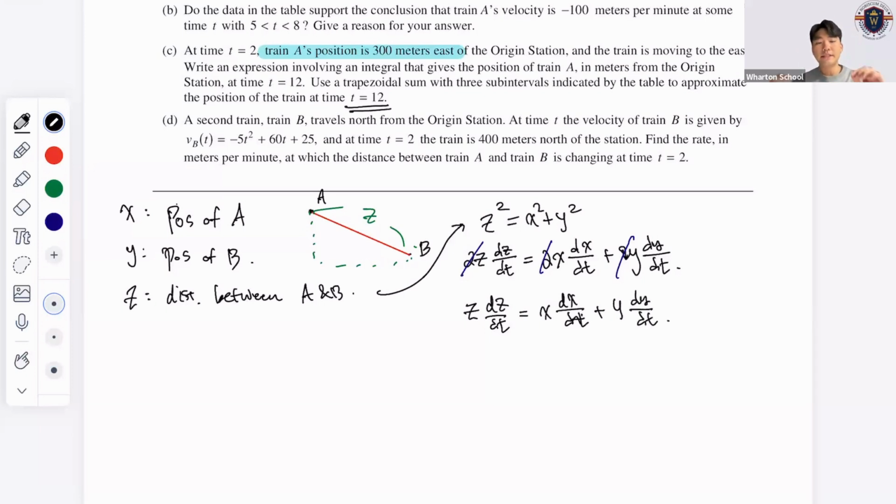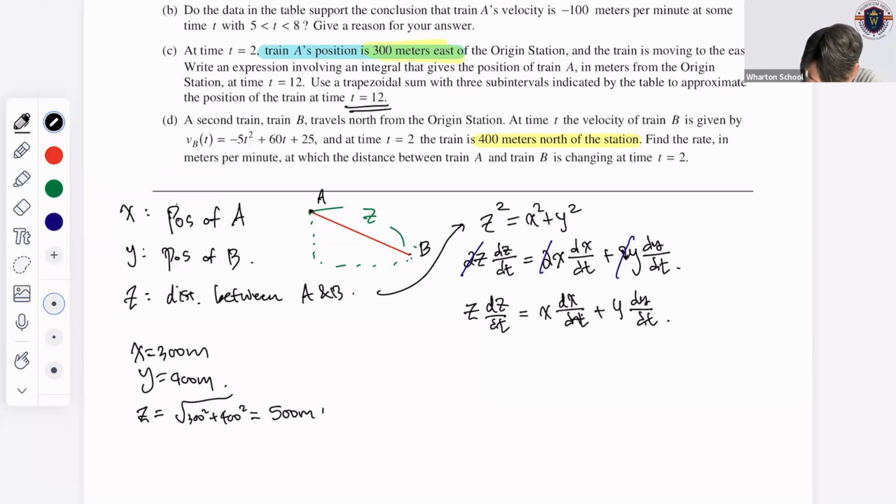Okay, so we substitute the values at t equals 2. We're given that x is equal to 300 meters, from question C. And now train B is 400 meters north of the station. So we know both x and y, right? x is going to be 300 meters and y is going to be 400 meters. And how do we calculate z? We use the Pythagorean theorem again: the square root of this squared plus this squared, which is 500 meters, right?